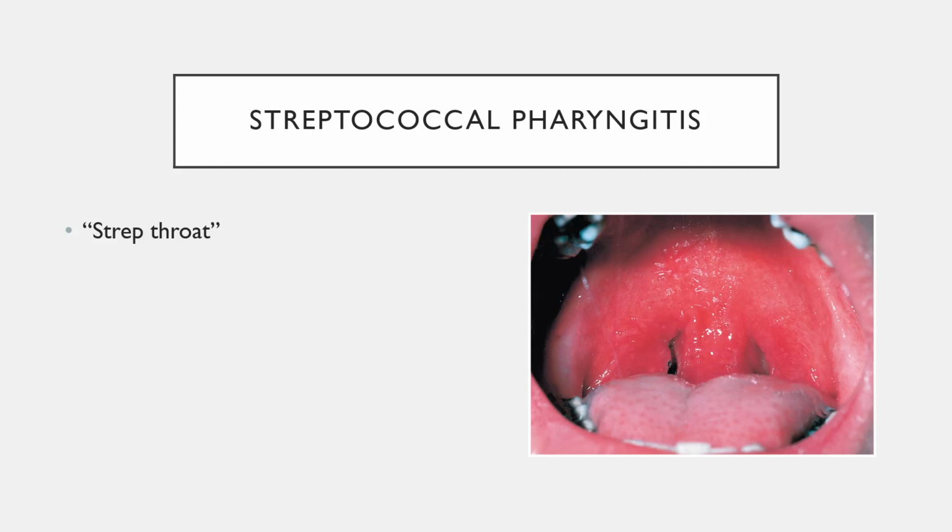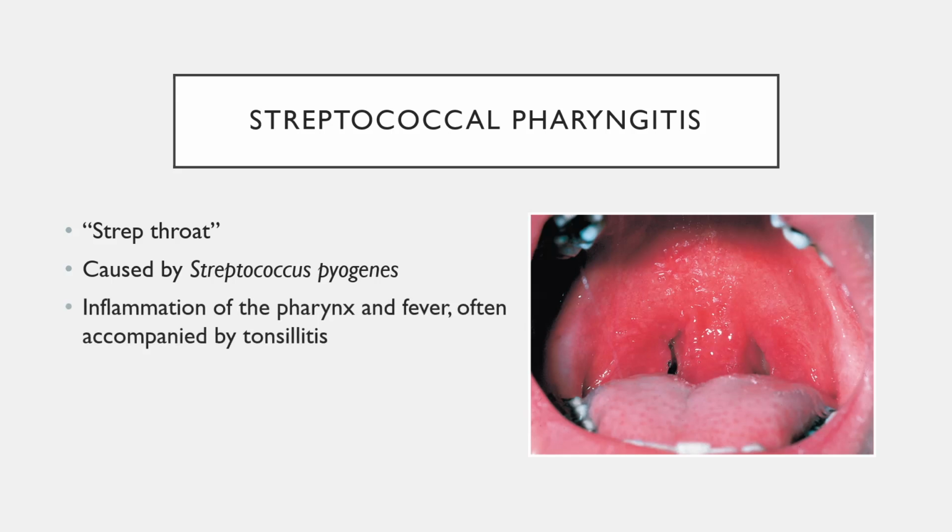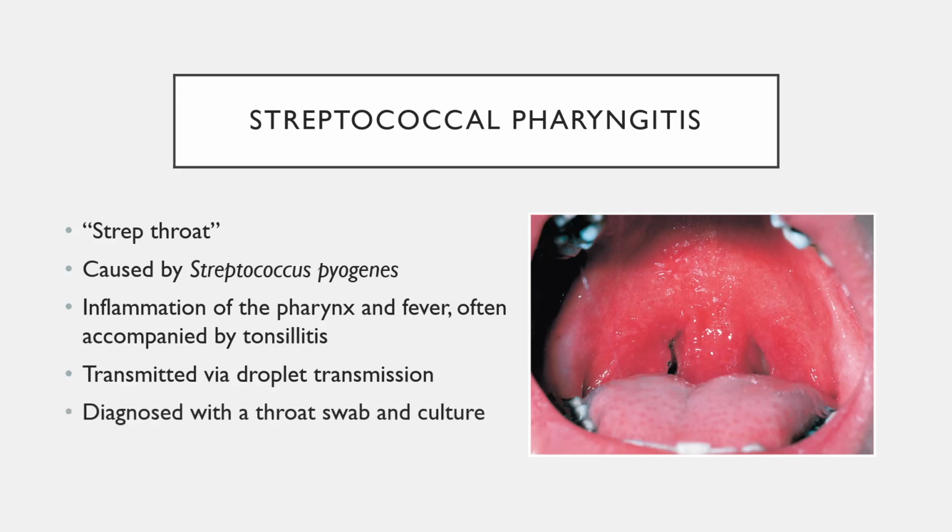It is caused by the species Streptococcus pyogenes, and it is inflammation of the throat, or in other words, the pharynx, accompanied by fever, and also often accompanied by tonsillitis. Streptococcal pharyngitis is transmitted via droplet transmission through respiratory expulsions, and it is typically diagnosed with a throat swab and a culture to determine whether Streptococcus pyogenes, the bacterium, is indeed the agent causing the infection.